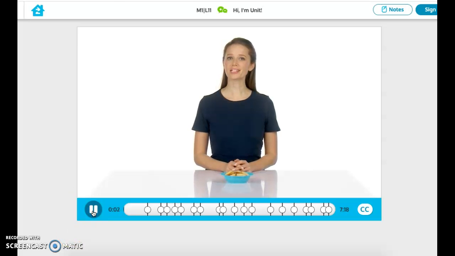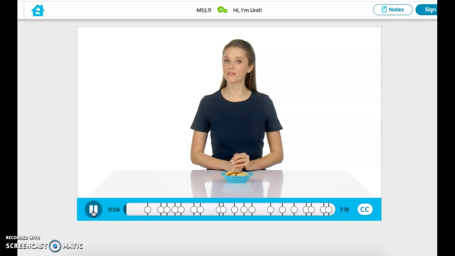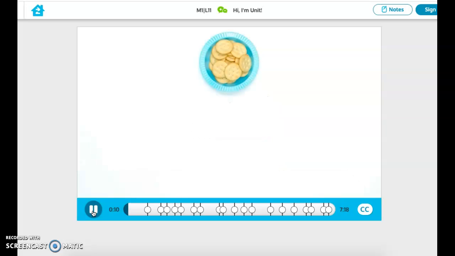Hey Zerner, let's work with division. I have 21 crackers and I want to give them to 7 friends to share equally. I'll start by placing 1 cracker for each friend, like this.